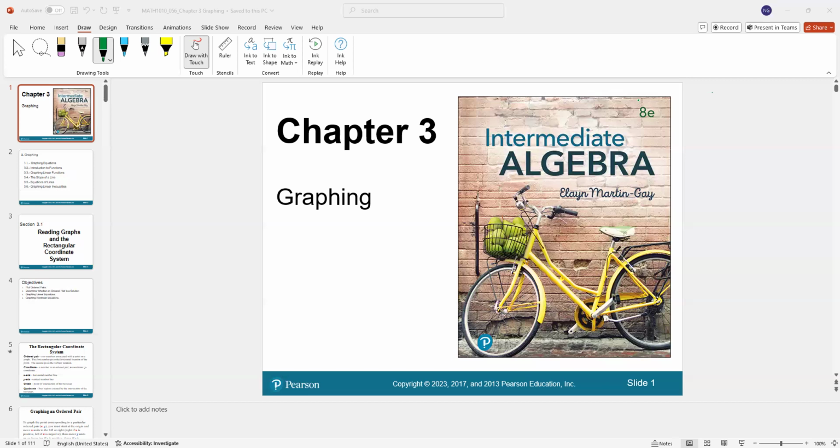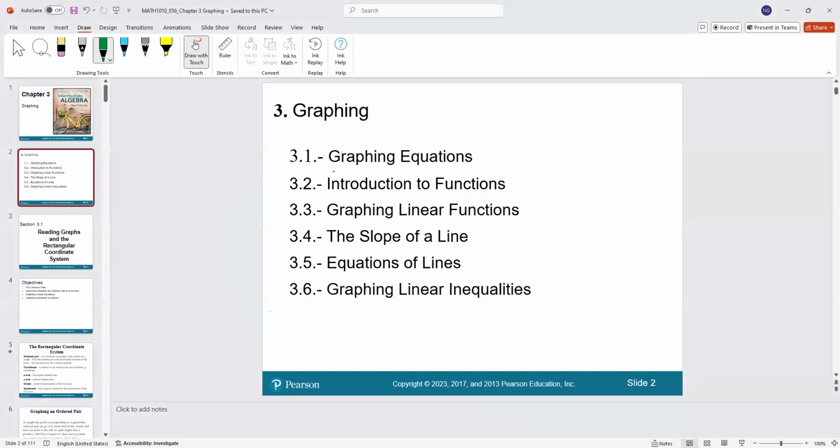In chapter 2, we went over linear equations and inequalities in only one variable. But in this chapter, we will examine statements about two variables, linear equations and inequalities in two variables. We will focus particularly on graphs of equations and inequalities that lead to the notions of relation and function, perhaps the single most important and useful concept in all mathematics. We have different sections, but in this video we're going to focus on section 3.1, graphing equations.